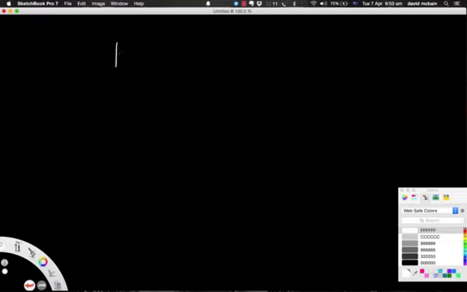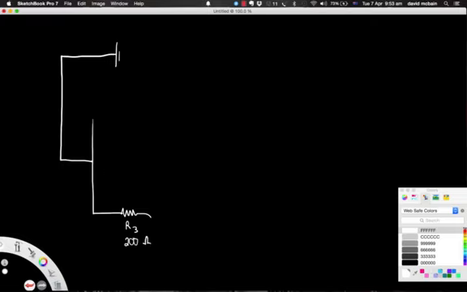So let's imagine we've got our parallel circuit. Let's say this one is R3, and that is 200 ohms. Here we've got R2, which is 100 ohms. And here we have R1, which is 50 ohms.